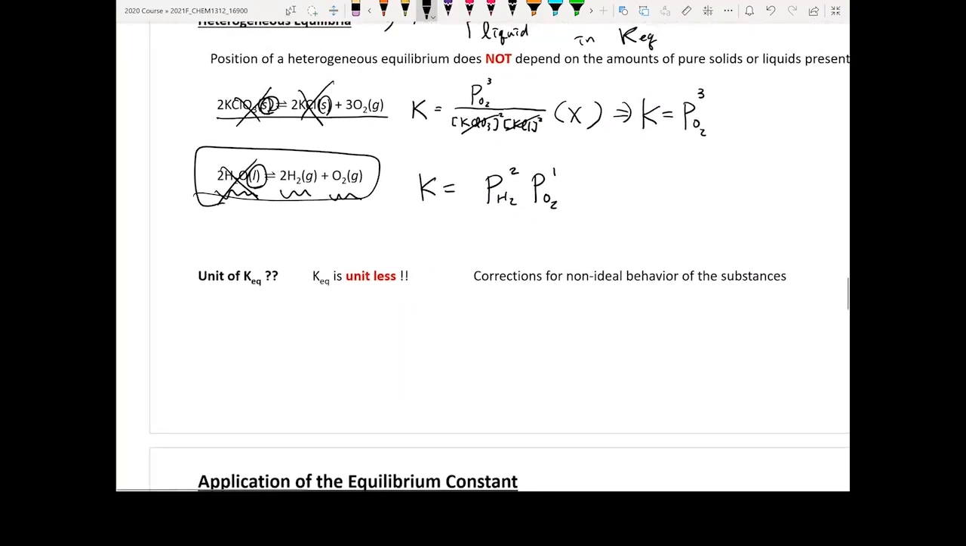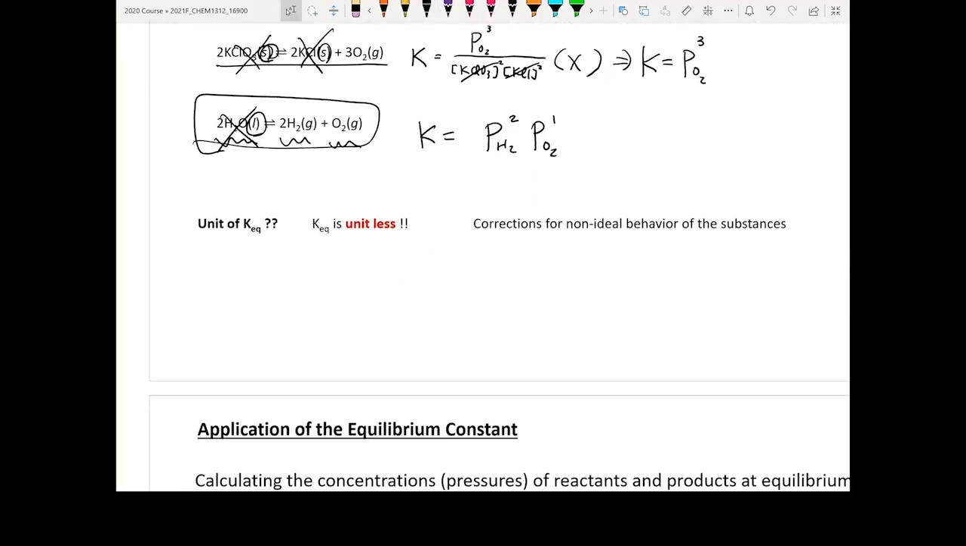And then the very important concept is the unit of KEQ. These things probably you won't be tested in your midterm, but this is something that I feel like many students will ask me. Because in kinetics, the unit of rate constant tells you a lot of things, right? But for the equilibrium constant, it's different. Even though when you write out the equilibrium equation, you always use concentration terms.